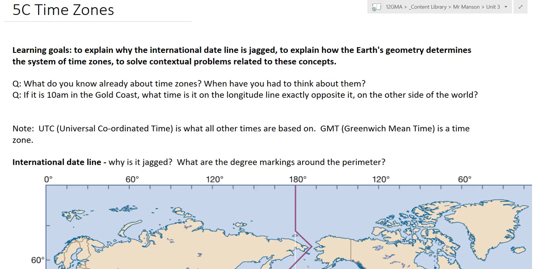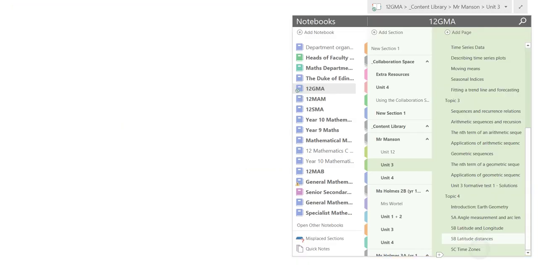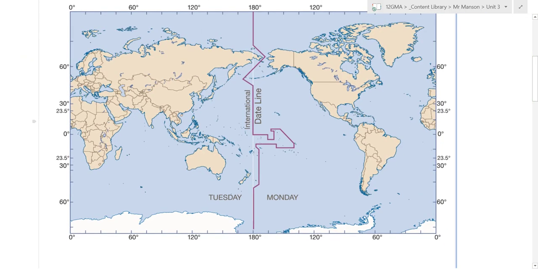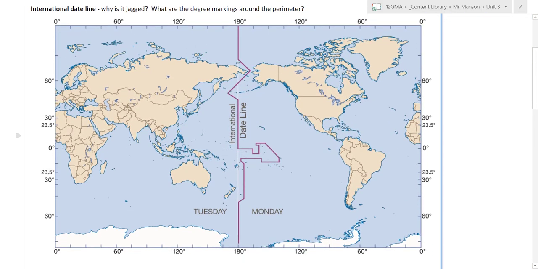Here's the world. Okay. So here's a map of the world. This is a flat map of the world. And so it's been spread out to fill the corners because you can't really make a sphere flat. But there's the international date line. Does anybody know why it looks like this?